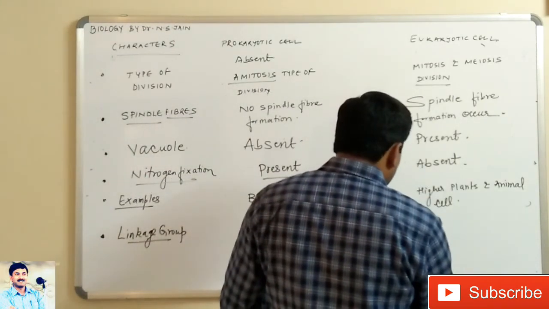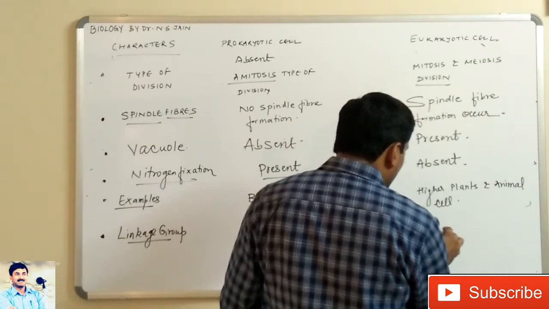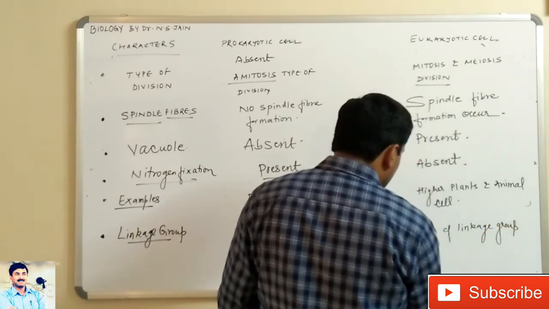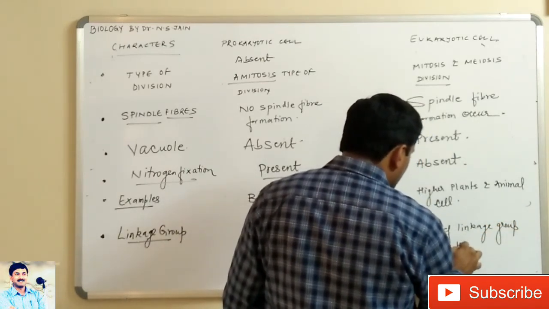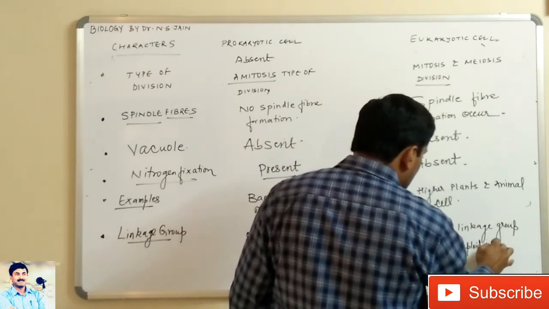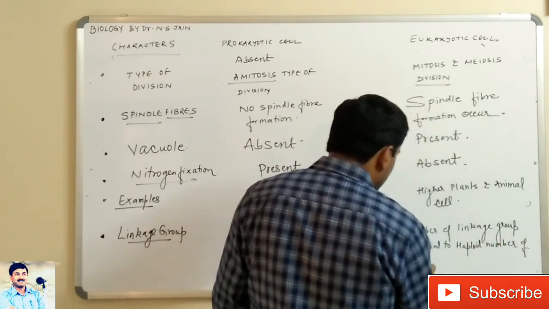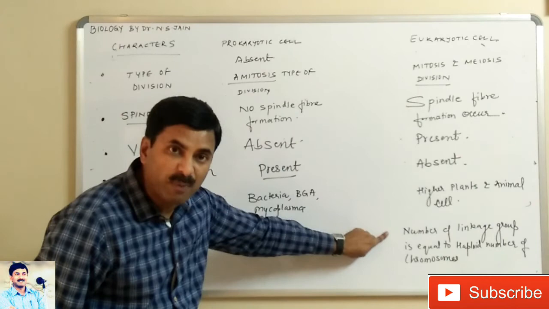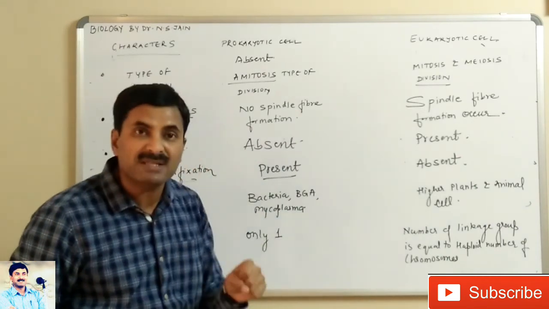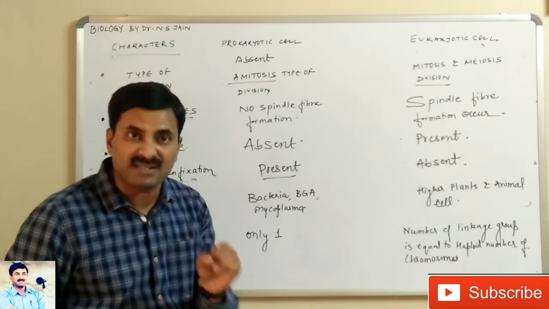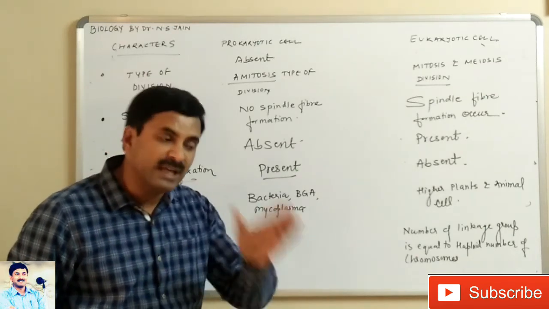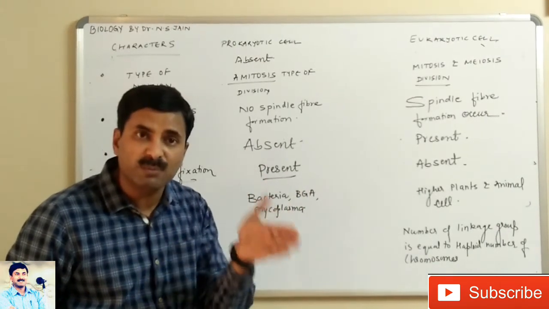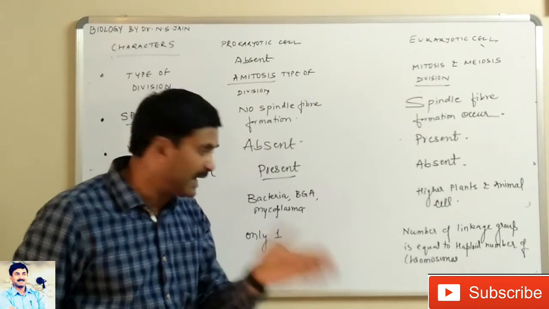While in the eukaryotic cell, the number of linkage groups is equal to the haploid number of chromosomes. Say, if human beings have 2n number of chromosomes 46, the half number is 23, so the linkage groups of human beings will be 23. If maize has 2n number of chromosomes 20, the linkage groups will be 10.